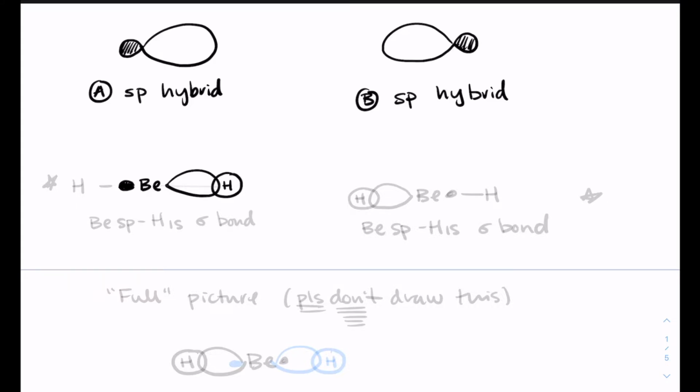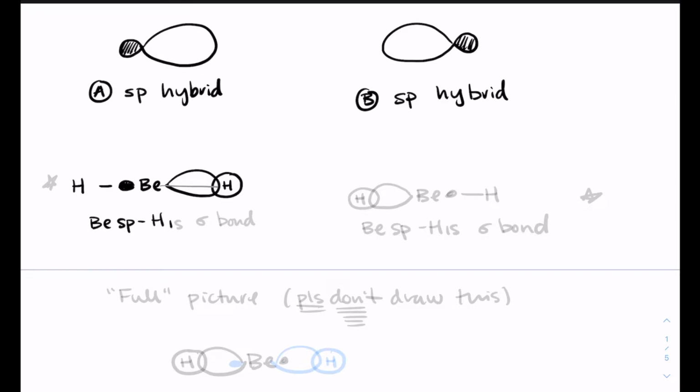So the way that I have these labeled, I have a beryllium sp hydrogen 1s sigma bond. It is a head-on overlap. It's a single bond that is also a sigma bond. It was made from an sp hybrid on beryllium and a 1s on hydrogen. Same on the right side.